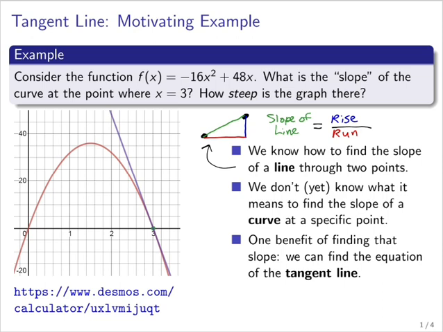So we don't yet know what it means to find the slope of a curve at a specific point, but that's kind of what I'm going to outline in this example, in this video. And then one benefit of finding that slope is that we can find the equation of that line that you see in the graph here, that we're going to call a tangent line. Tangent meaning that it just glances off the curve. And that concept of tangent line is going to be used by us in this course a lot.